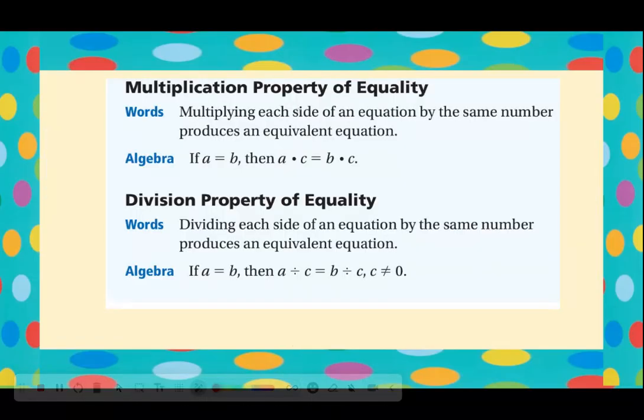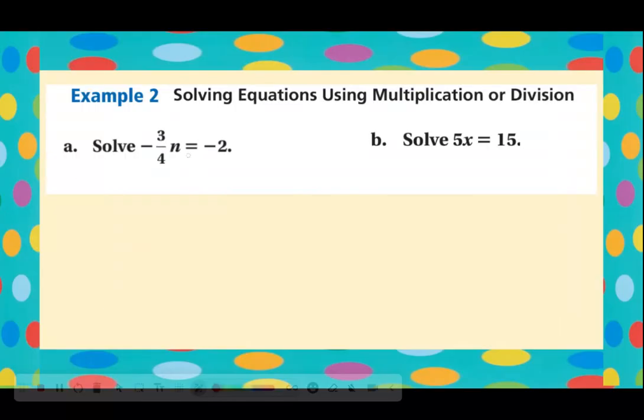Okay, now we have the multiplication property of equality. When you multiply a number on each side of the equation to make an equivalent equation, that's called the multiplication property of equality. What you do on one side, you do to the other. And then the division property of equality, what you do on one side, you do to the other when you divide. Okay, so here, negative 3/4 n, remember that means to multiply. The coefficient is negative 3/4 times n equals negative 2.